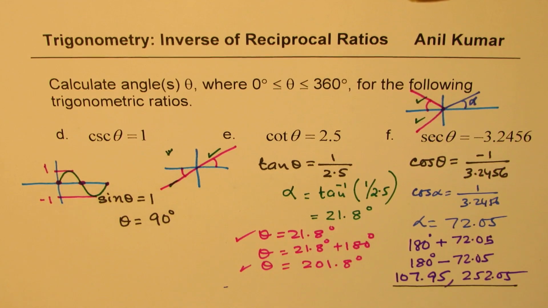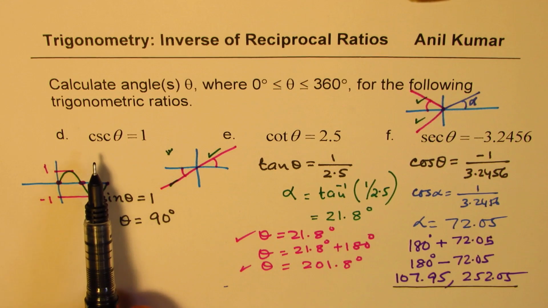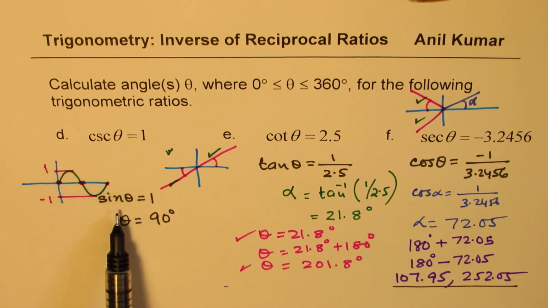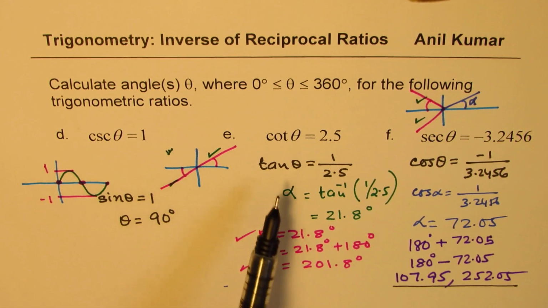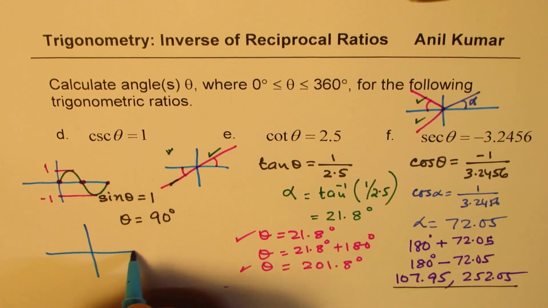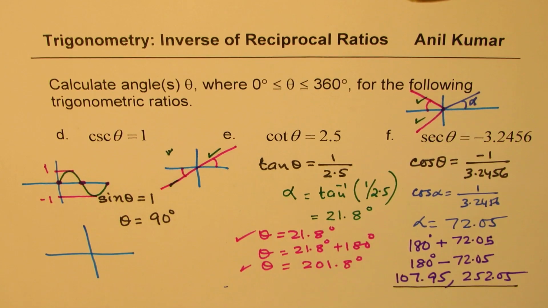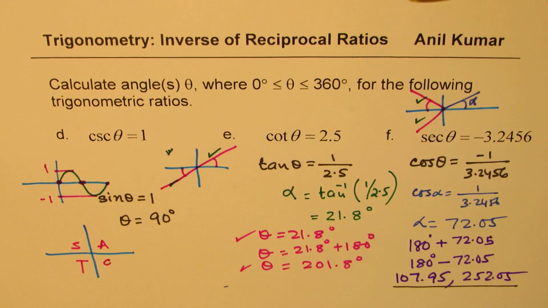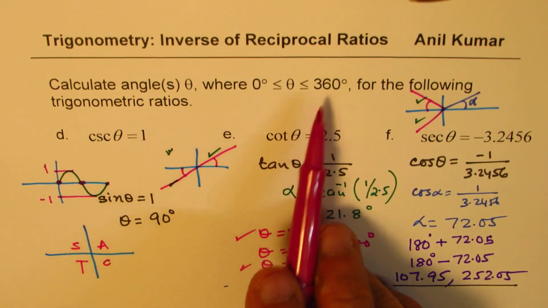Anyway, what you have learned in this particular video is that whenever you are given the secondary ratios, which are reciprocals of primary ratios like sine, cosine and tan, first write them in terms of the primary trigonometric ratios, sine, tan and cos, right? Then to find the angle, we have to see the sign first. So apply the CAST rule, check in which quadrant we are going to get the solution, right?